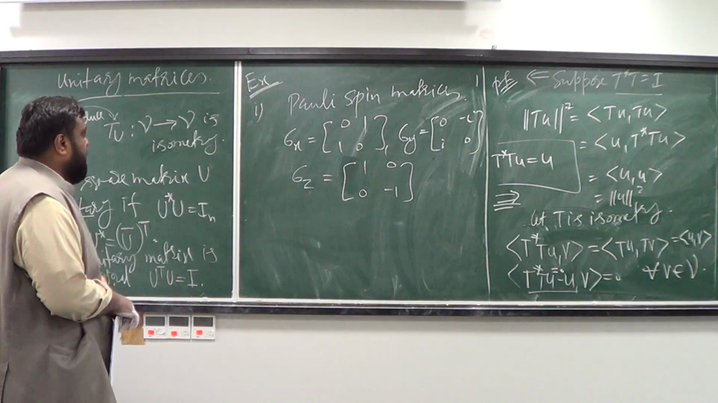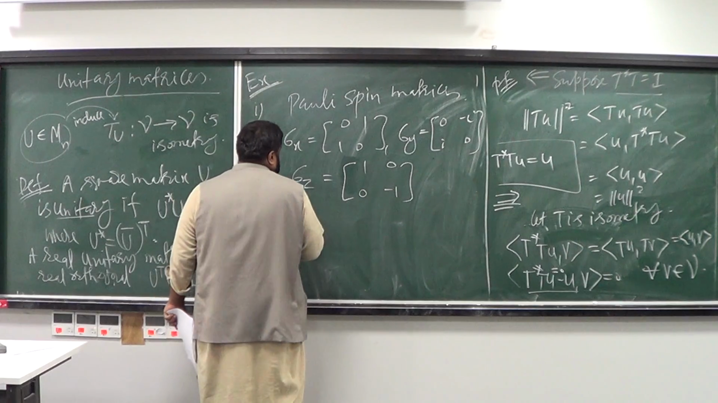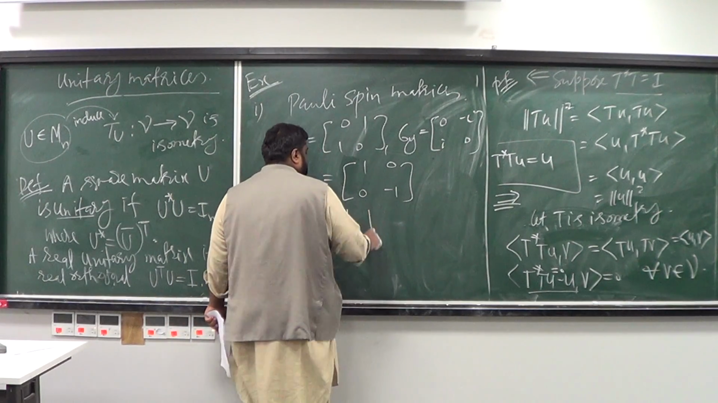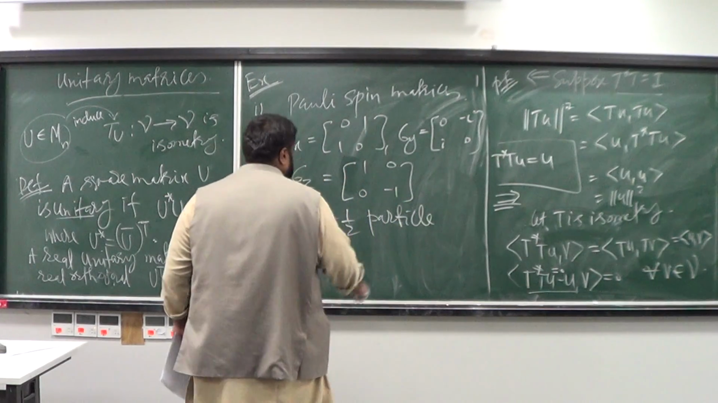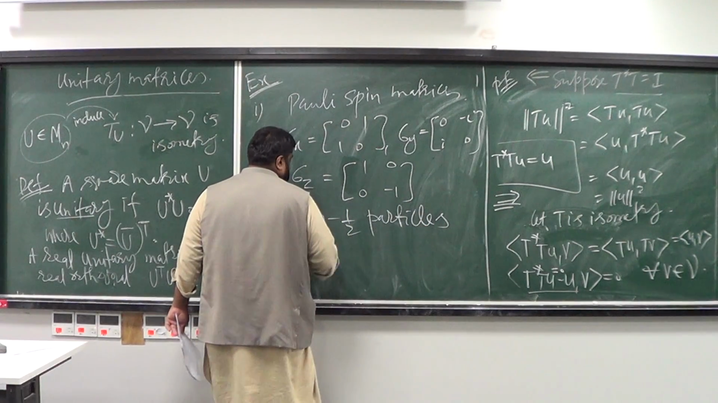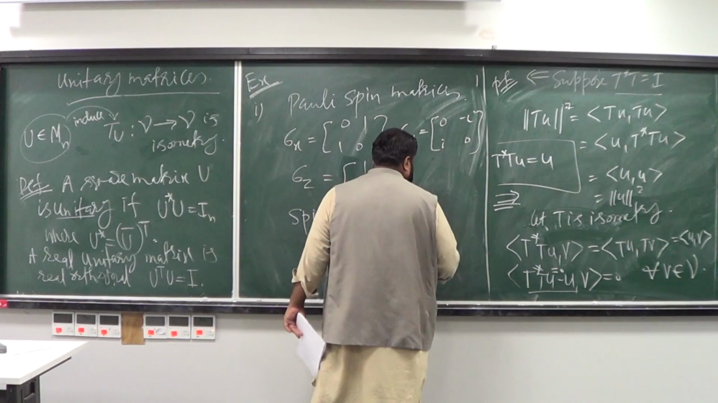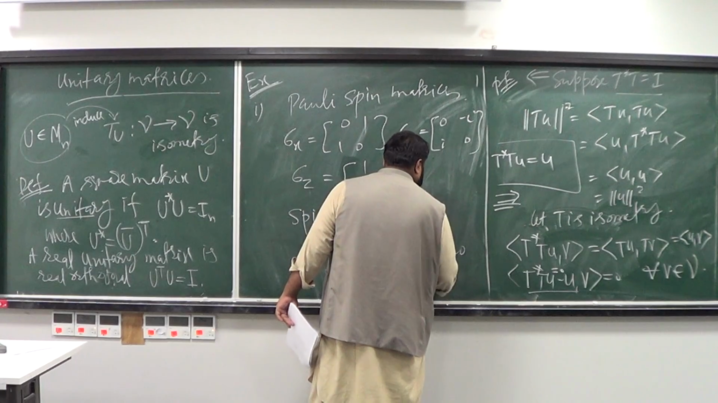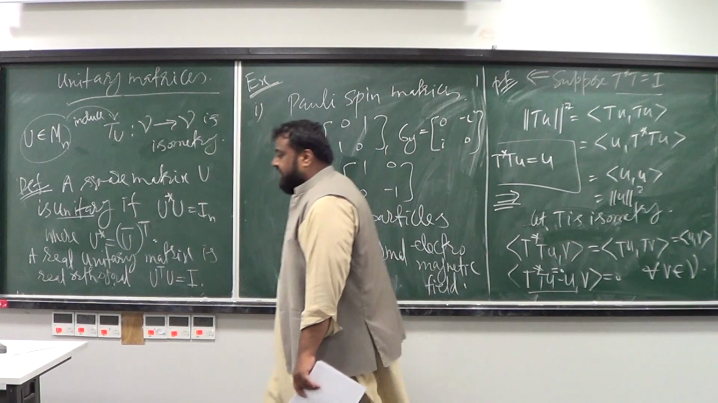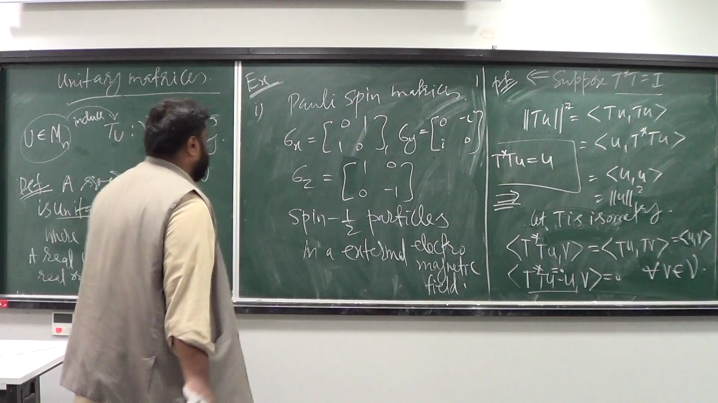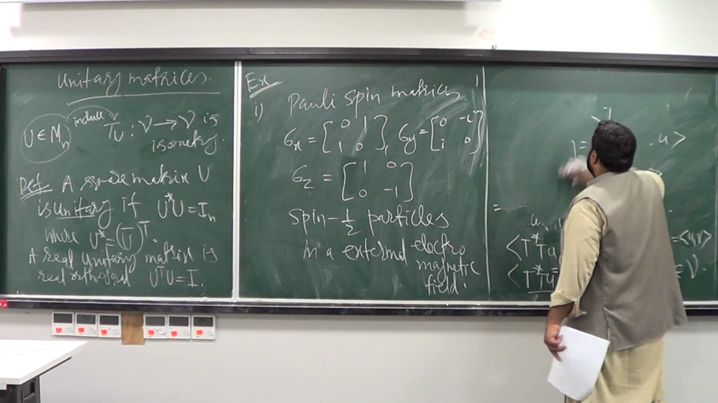They represent the spin of a spin 1/2 particle in an external electromagnetic field. So that's one of the interesting examples of unitary matrices from quantum mechanics. Quantum mechanics is filled with such matrices.